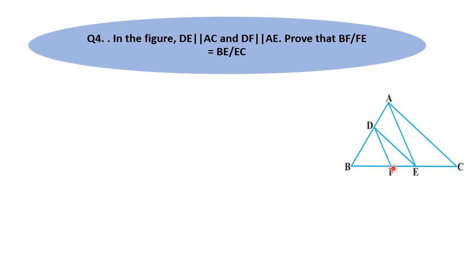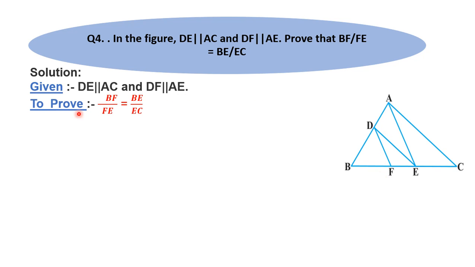So first of all, it is given DE is parallel to AC. So first we have to take the triangle ABC, and the second statement is saying DF is parallel to the side AE. That means the second triangle we will take is ABE. So one by one we will write the BPT for the two triangles. As it is given, DE is parallel to AC and DF is parallel to AE, we have to prove BF upon FE is equal to BE upon EC.